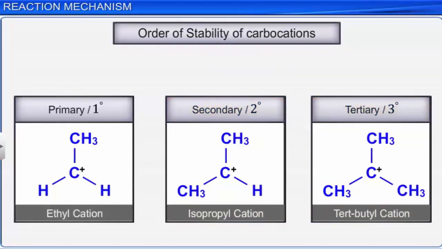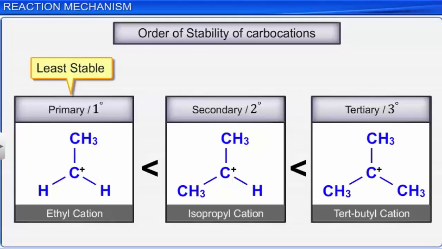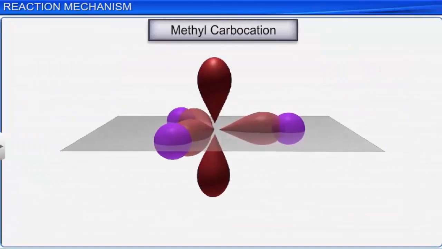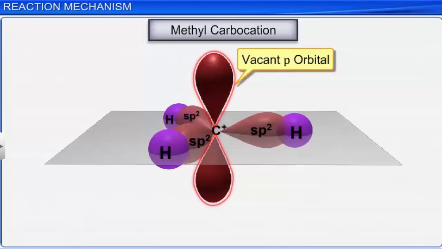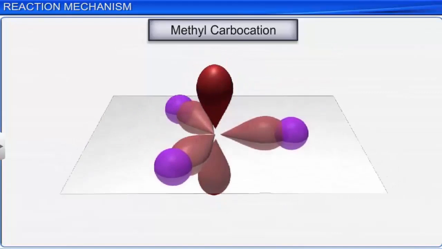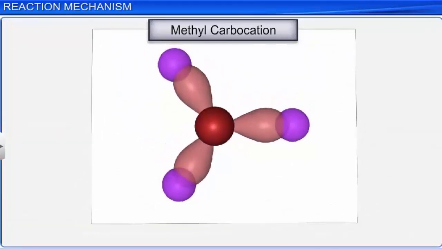Stability of the carbocations increases with increase in number of alkyl groups bonded to the carbocation. Hence, primary carbocations are highly unstable, while tertiary carbocations are the most stable. In methyl carbocation, 3 sp2 hybridized carbon orbitals overlap with the 1s orbital of each of the 3 hydrogen atoms. The remaining 2p orbital of carbon is vacant and lies perpendicular to the molecular plane. Therefore, the shape of the carbocation is trigonal planar.